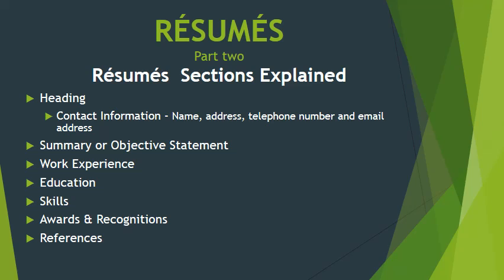Welcome to Resumes Part 2, Resume Sections Explained. On your resume, there's the heading, which includes contact information such as your name, address, telephone number, and email address. Then there's the summary or objective statement, work experience, education, skills, awards and recognitions, and references.